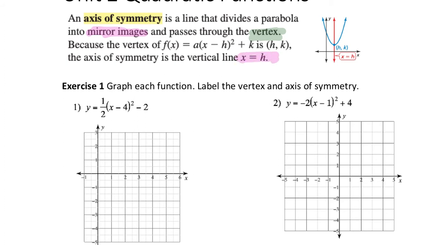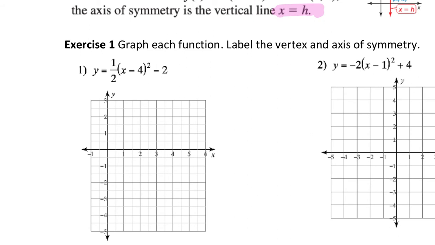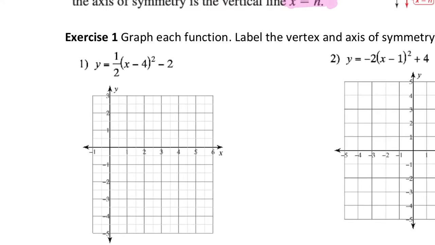So let's start tracing the graph right here. It says graph each function, label the vertex and axis of symmetry. My first step is that I'm going to identify my vertex. So my vertex here is (4, -2). Remember that in here the function has minus h, so my vertex is going to be the opposite of what I have here. It's -4, so that means it's going to be 4.